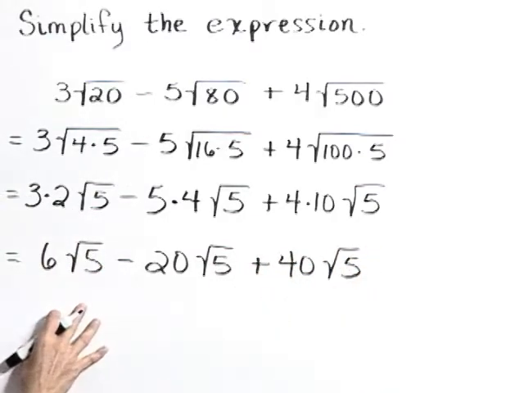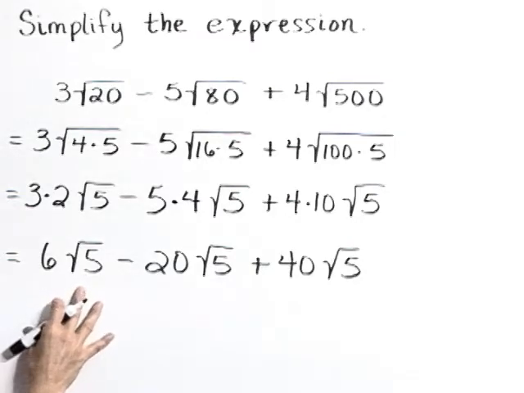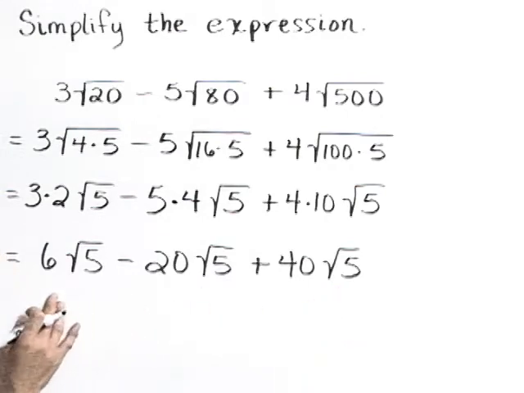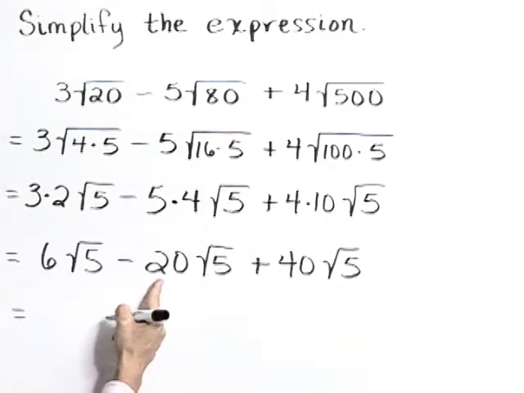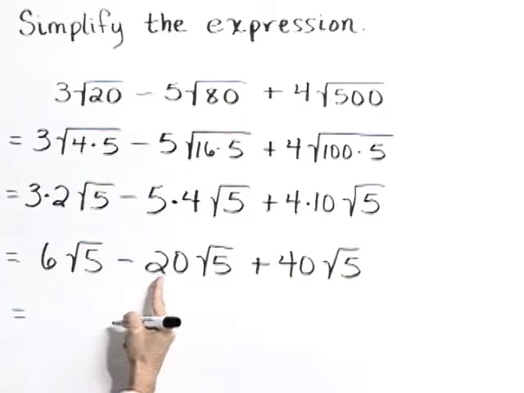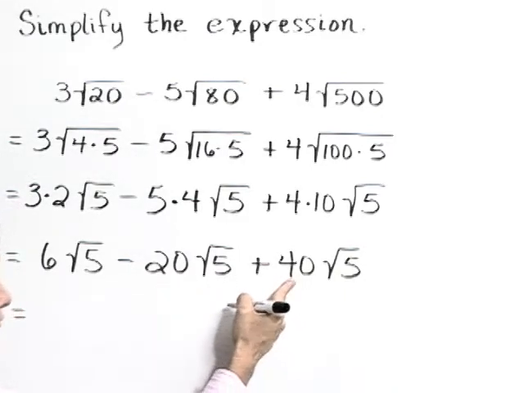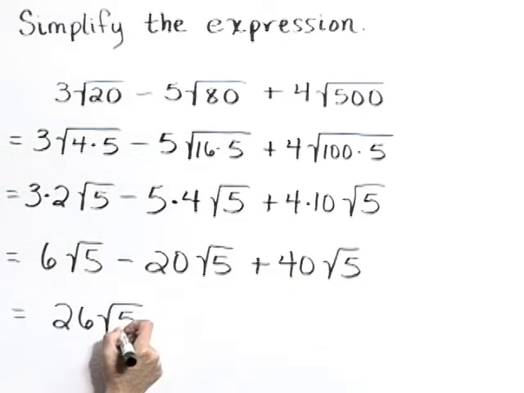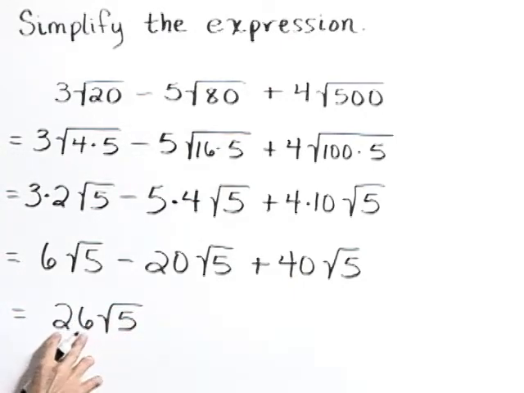Now, as we look at these terms, they are all alike because each of them has a square root of 5. Let's combine our coefficients. 6 and a negative 20 is a negative 14. That negative 14 plus 40 is 26. Our simplified form of the expression is 26 times the square root of 5.